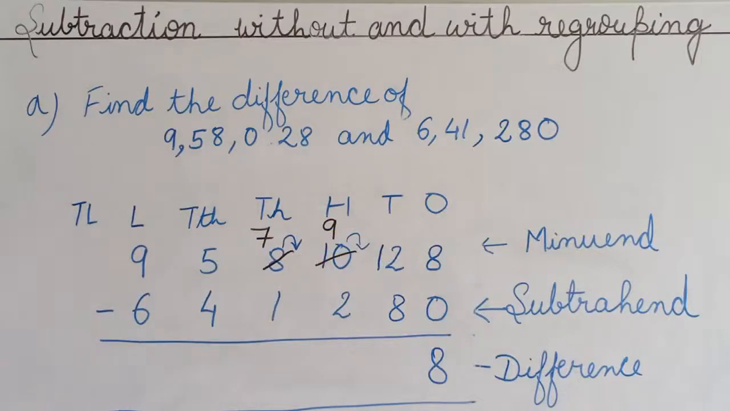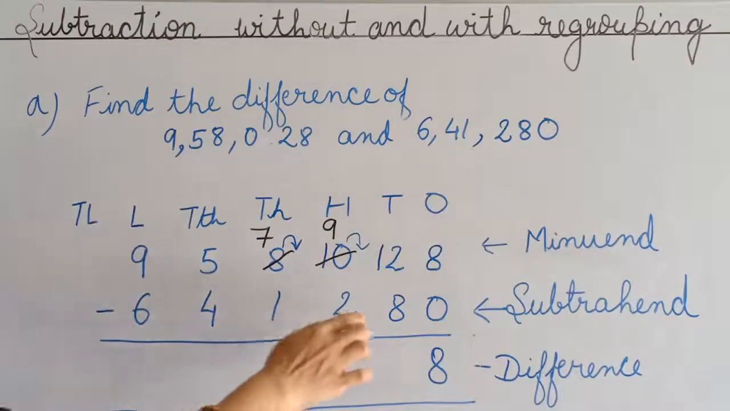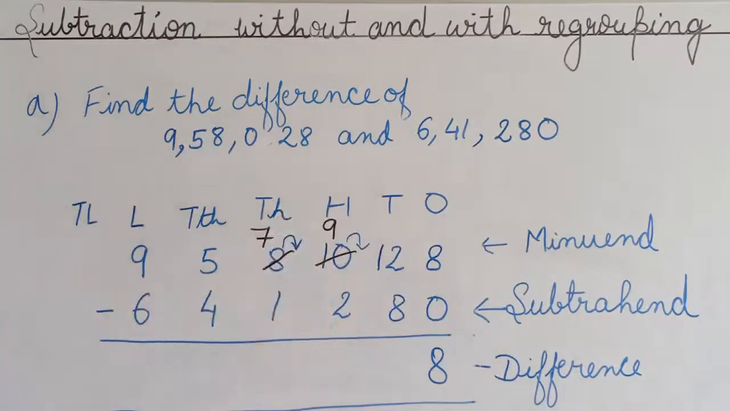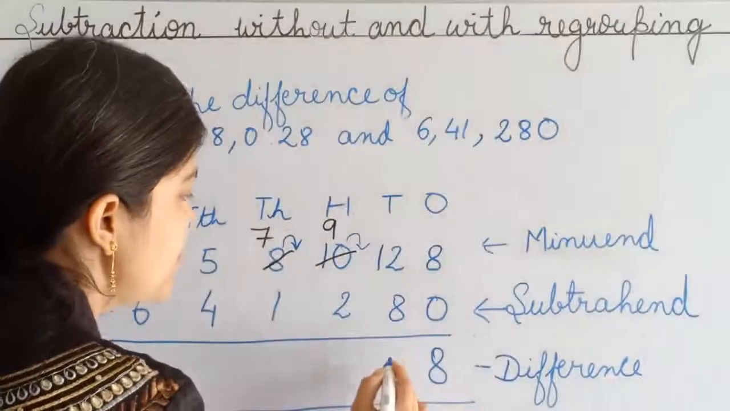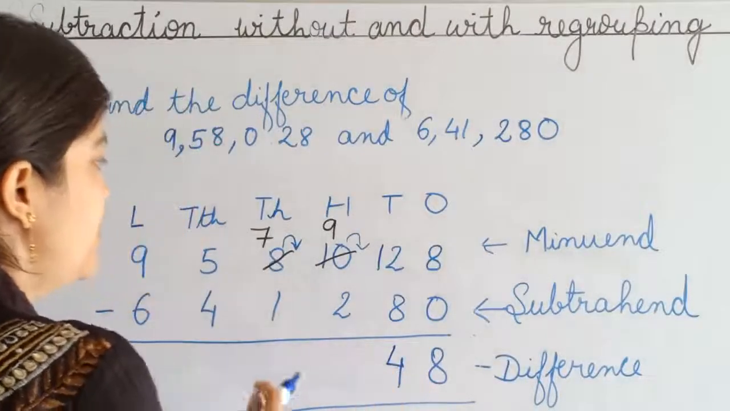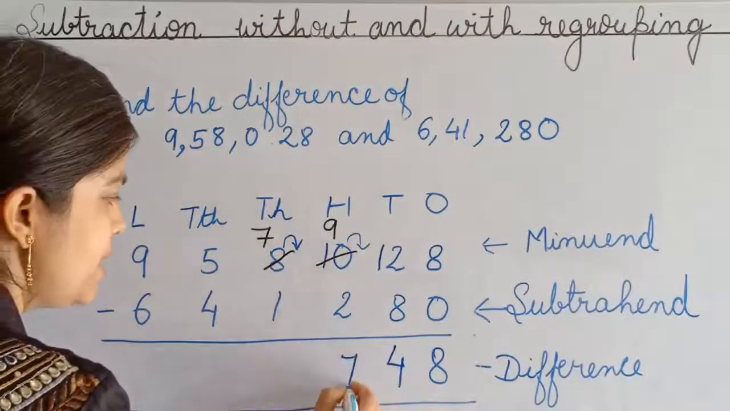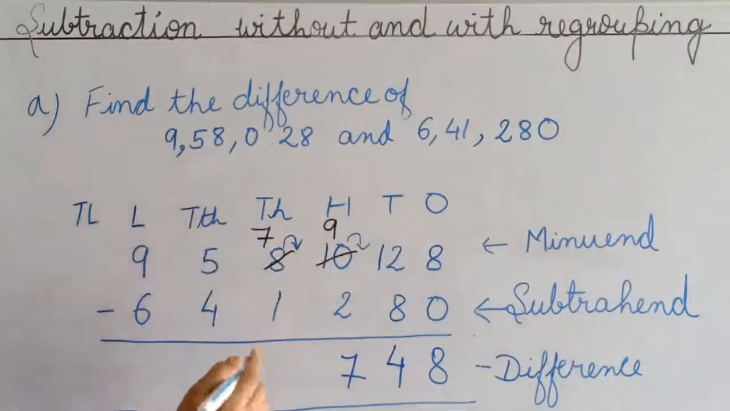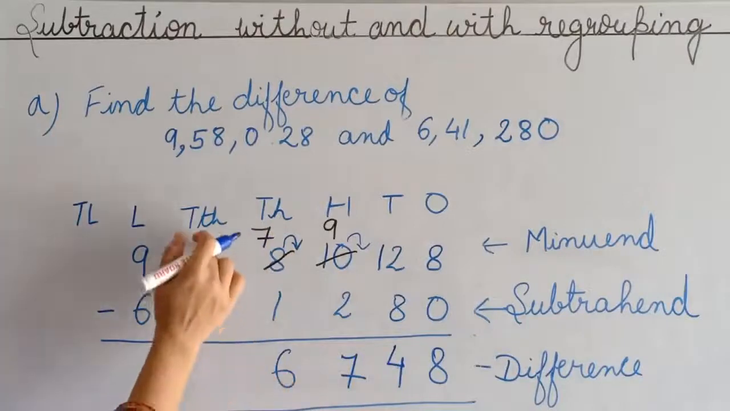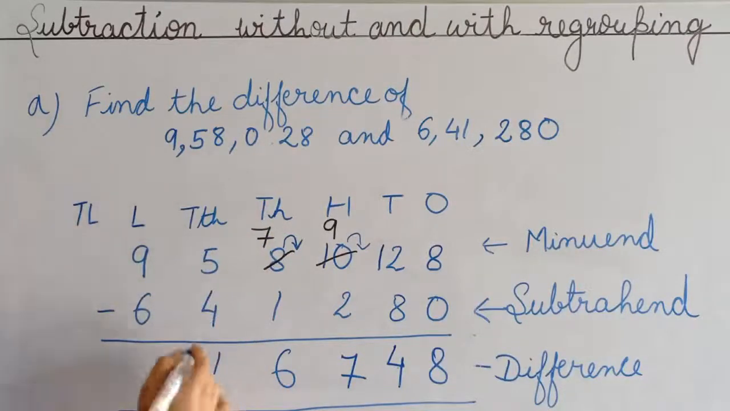Now we can subtract easily. We can subtract 8 from 12. So 12 minus 8 will be 4. Then 9 minus 2 will be 7. 7 minus 1 will be 6. 5 minus 4 is 1. 9 minus 6 is 3. So that is the difference of these two numbers.